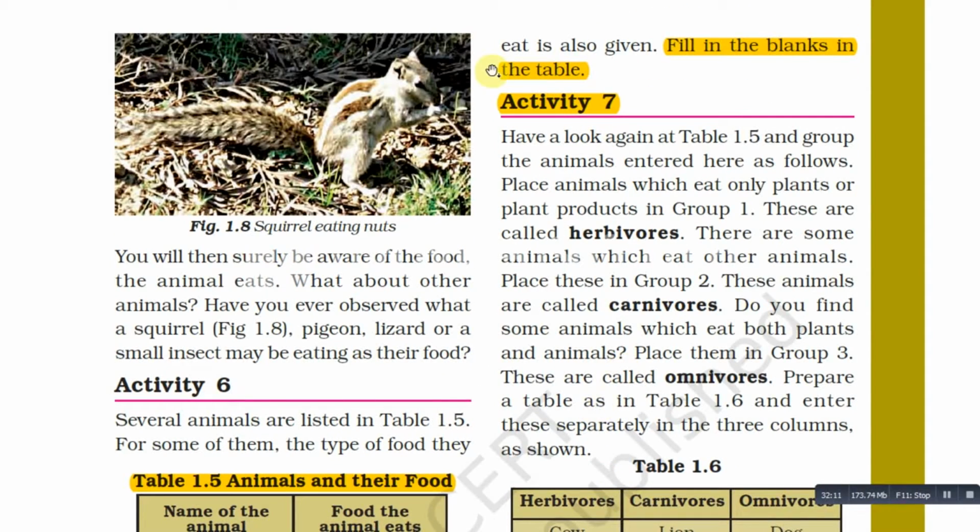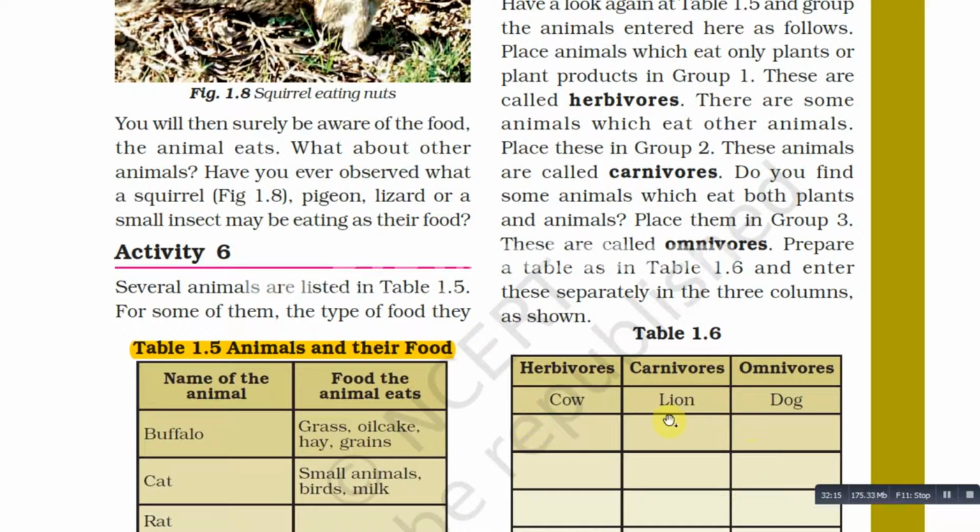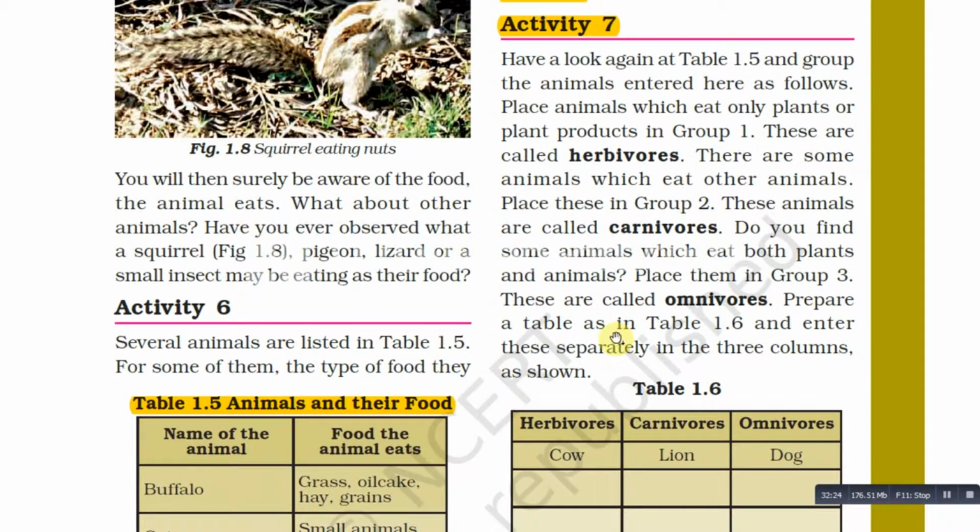So now we will go for activity 7. Before going for activity 7, we have to learn these terminologies: herbivores, carnivores, and omnivores. If we just read, you will get to know what they are. Have a look again at table 1.5, this table, and group the animals entered here as follows.